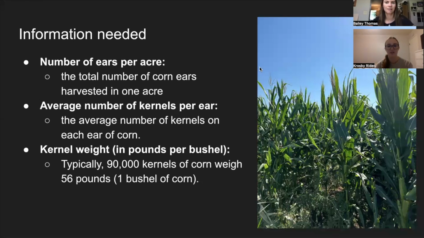So this is the information needed to project your corn yield. The number of ears per acre, so the total number of corn ears harvested in 1 acre. The average number of kernels per ear, so the average number of kernels on each ear of corn. And the kernel weight in pounds per bushel, which is typically 90,000 kernels of corn weighing 56 pounds, or one bushel of corn.